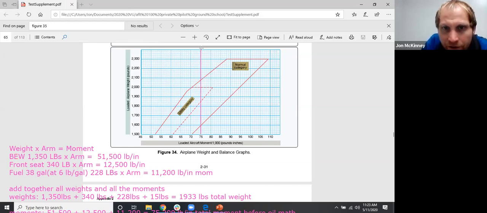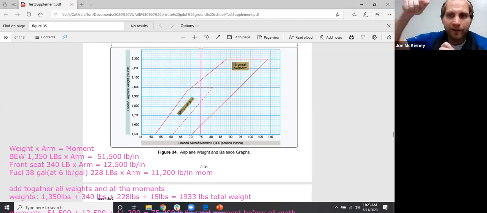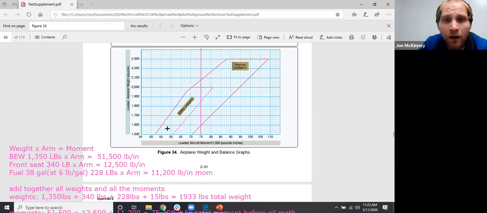The best thing for you to do is use the straight edge of a piece of paper. So when you have the actual testing supplement book in front of you, just pull out a blank piece of paper and use the side of your straight edge, and you can line them up a little easier that way. And then we said that the weight was 1933. So not quite 19 and a half, 1933, maybe somewhere around in here. Do your best job. And so now it's looking like our center of gravity is actually in the utility category, not necessarily the normal category.